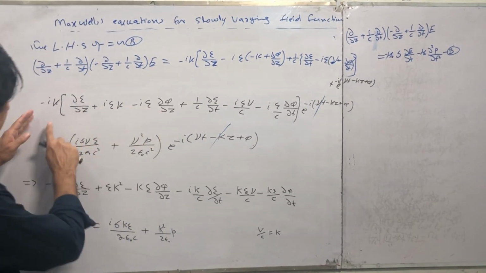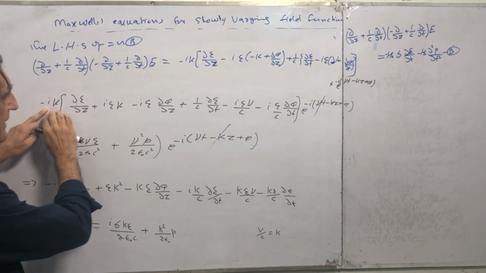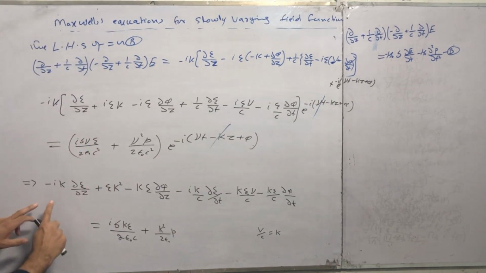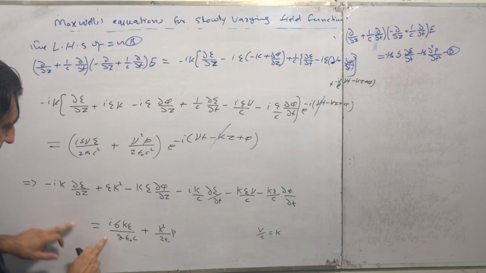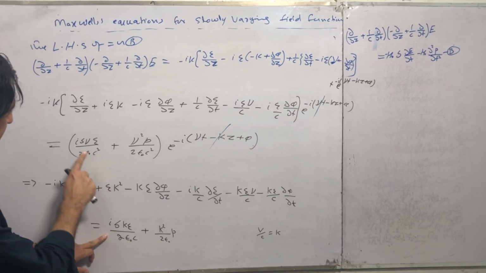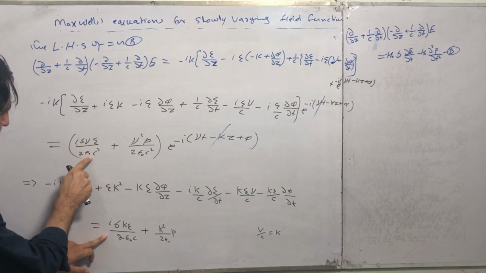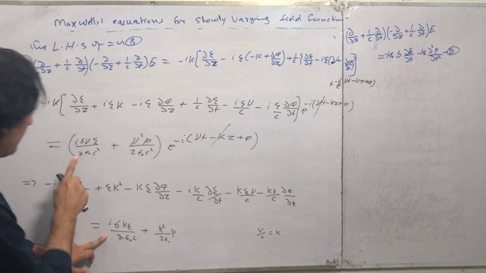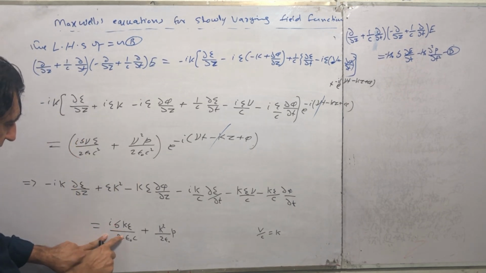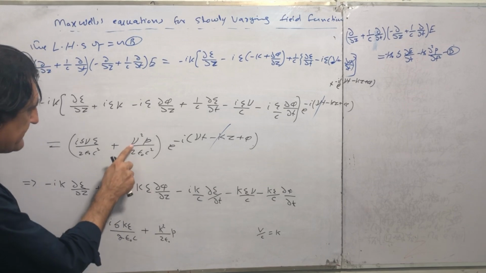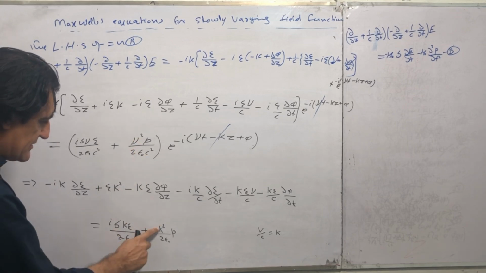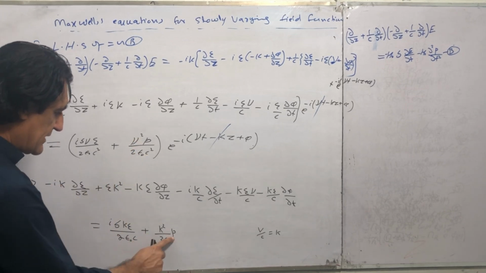Further, if we multiply minus iota k with these whole terms, then we can get this term, this term, this term, which is equal to this. And here, nu divided by c is equal to k. So here, k and c plus here nu square divided by c square, this is equal to k square and p.